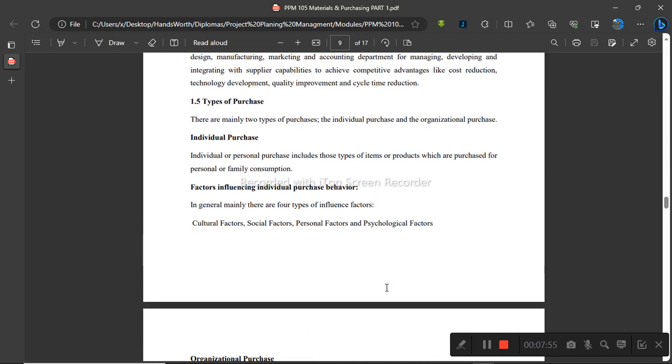Then now we have what is known as the types of purchases. Under the types of purchases, we also have mainly two categories. The first category is known as an individual purchase. Individual or personal purchase includes those types of items or products which are purchased for personal or family consumption. Here we see the purchasing or procurement of goods and services or items specifically meant for personal or family consumption.